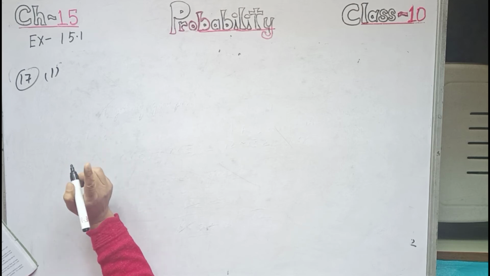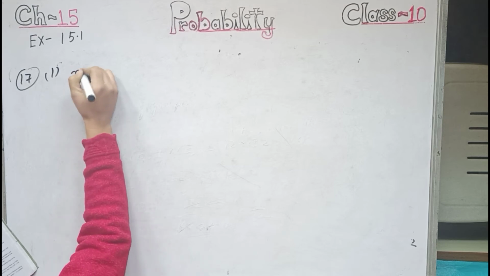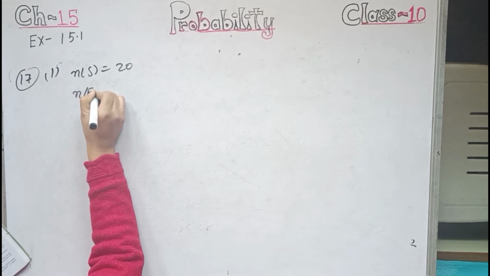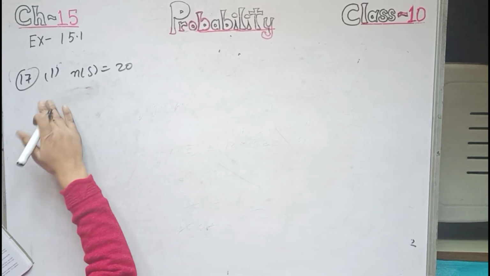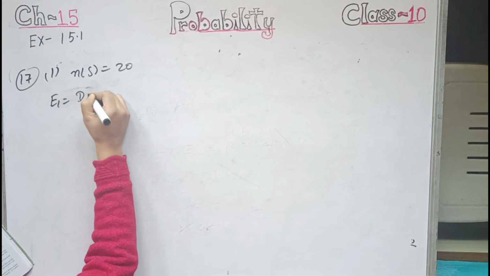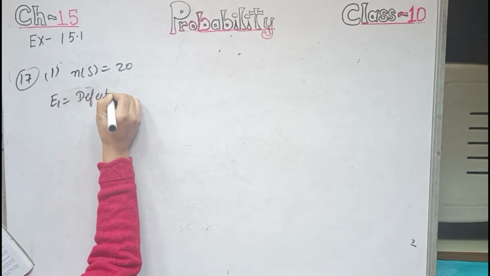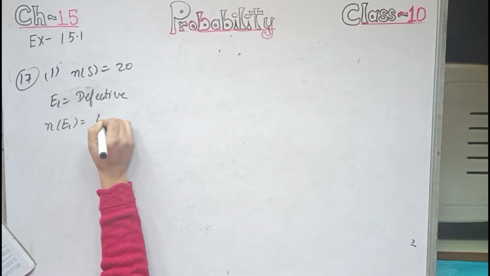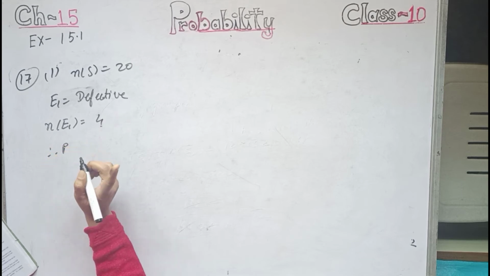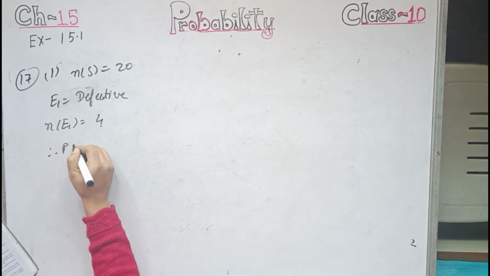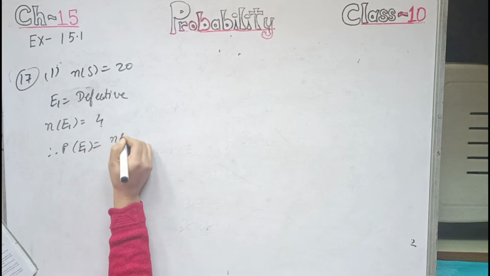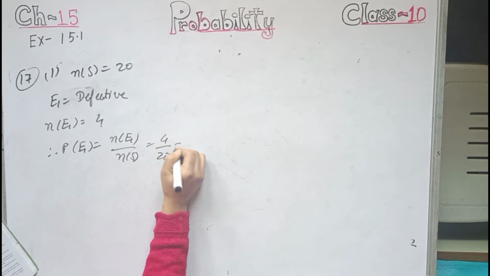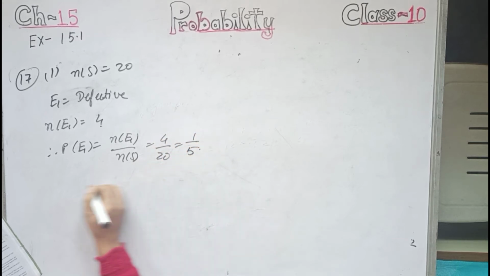So question 17 number 1, directly I am writing n(S) equals 20, and I am taking E1 as defective. E1 equals event that the bulb is defective. So n(E1) is 4. Therefore, the question is asking the probability that this bulb is defective. So P(E1) equals n(E1) by n(S), that is 4 by 20, that is 1 by 5.